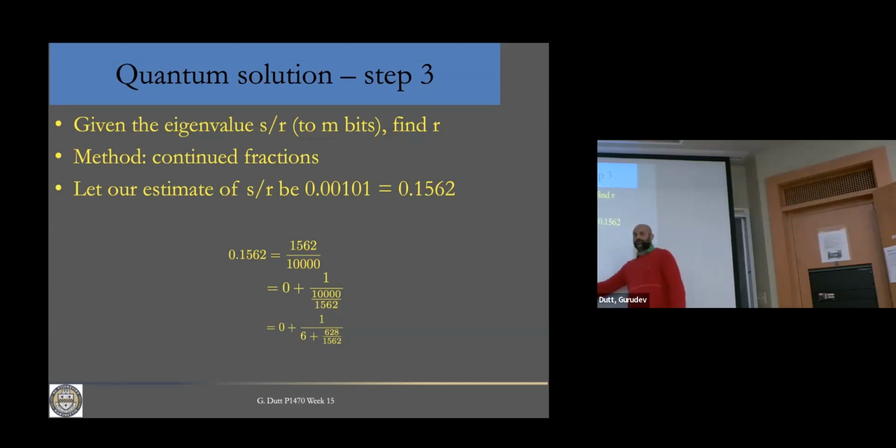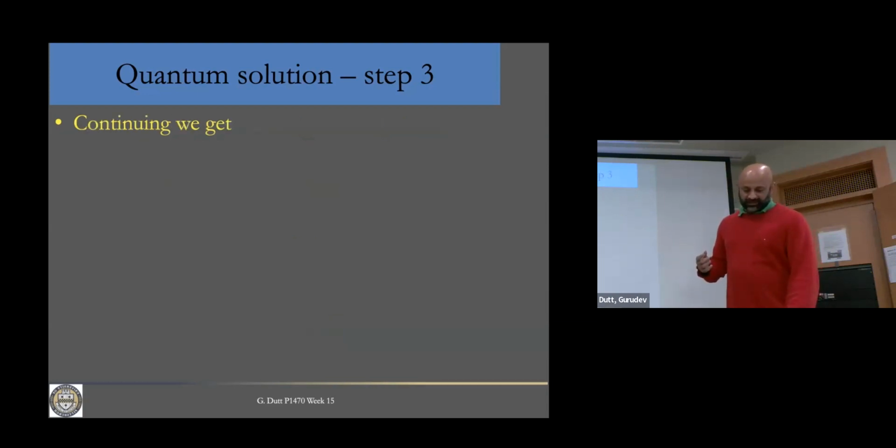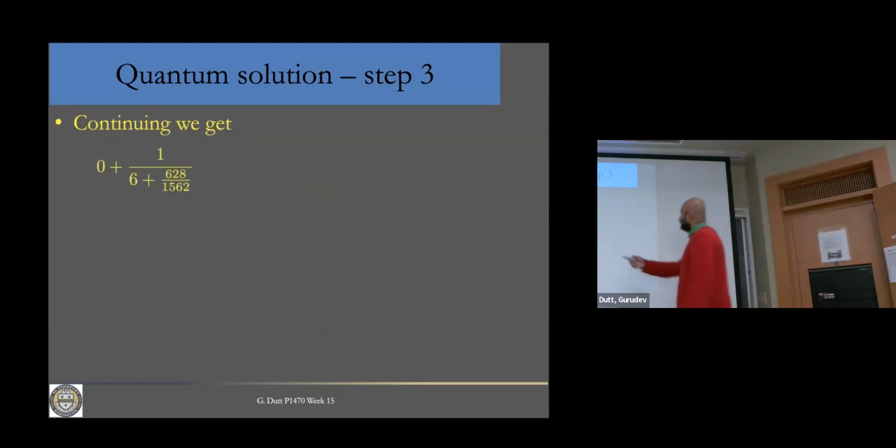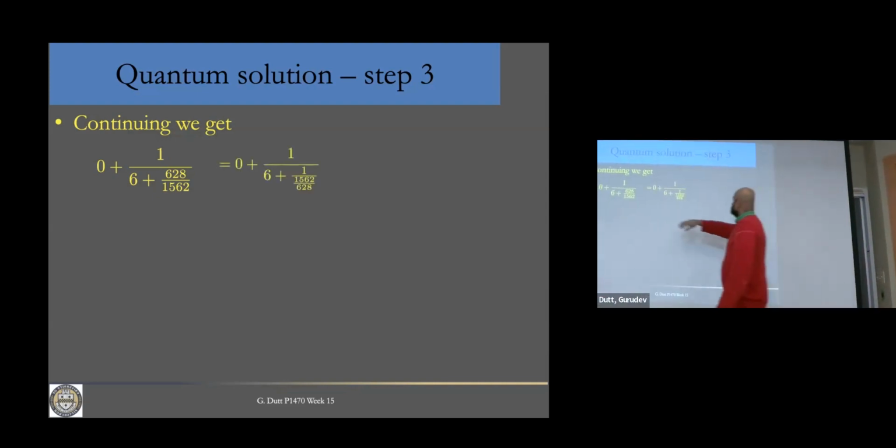I get a quotient of 6 and a remainder of 628. So these first two numbers, 0 and 6, are part of my continued fraction expansion of this number 0.1562. I can keep going. I start with that earlier 0 and 6 and this remainder, 628. I invert that remainder again. So I write 628 by 1562 as 1 over 1562 by 628.